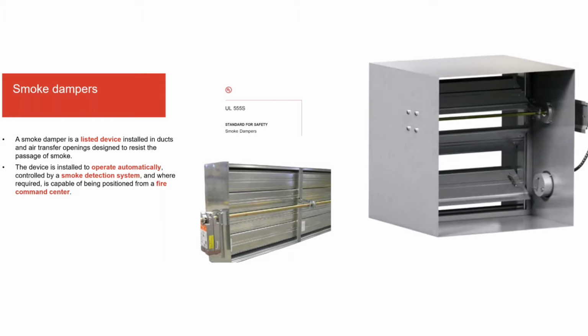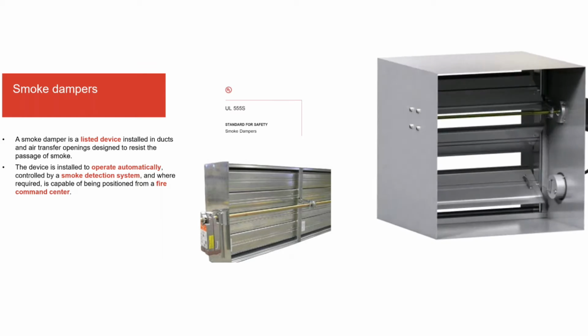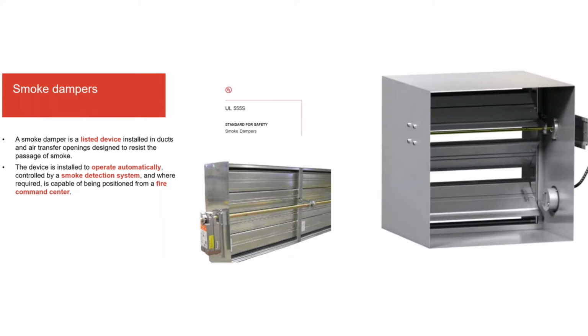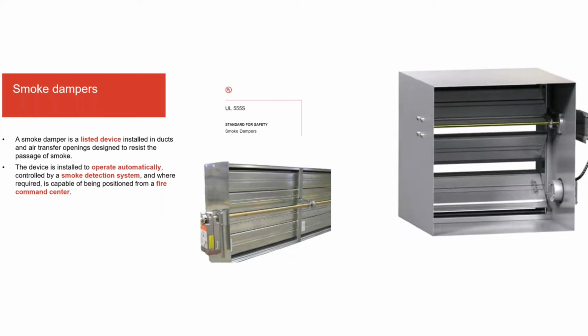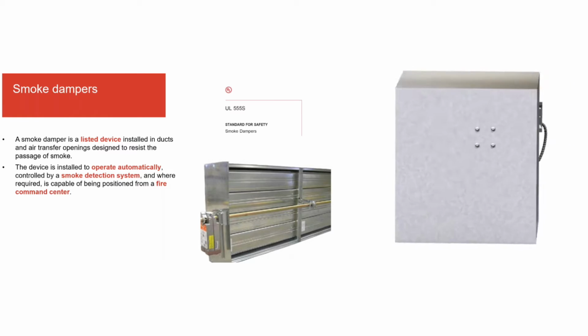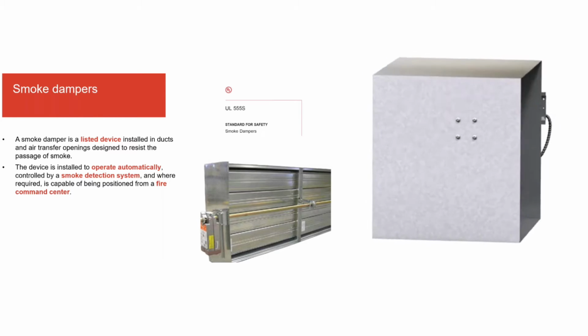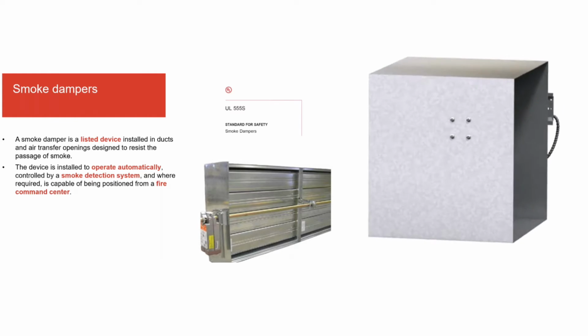The first damper we are going to see here is the smoke damper. A smoke damper is a listed device, like a UL listing. It is installed in ducts and air transfer openings, designed to resist the passage of smoke during the fire. The device is installed to operate automatically using the fusible link or the heat responsive element, or controlled by the smoke detection system, and where required it can be operated from the fire command center.